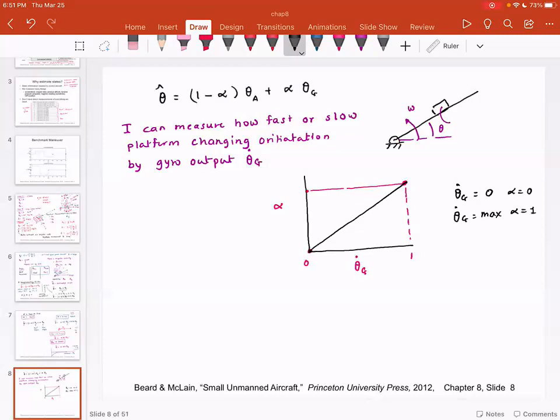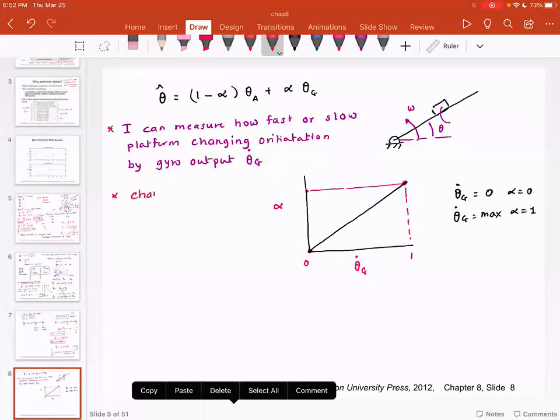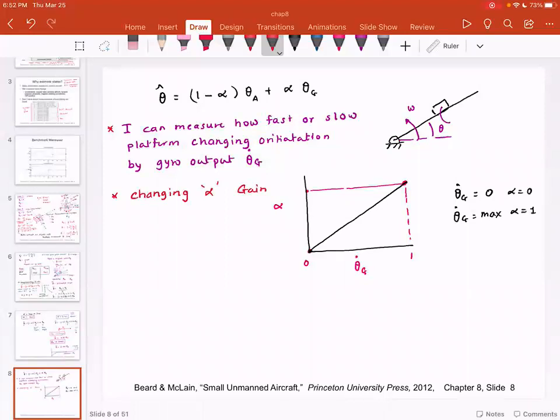And boom, I got a variable mixing filter wherein I am changing, this is important, alpha, which is also called the gain, depending upon how fast or how slow the platform is moving. And this technique may work for this simple application. Now, before I proceed further, this is the expression for a complementary filter.